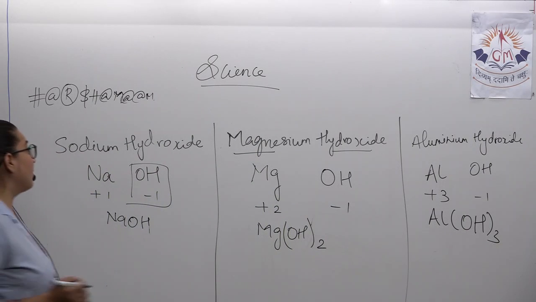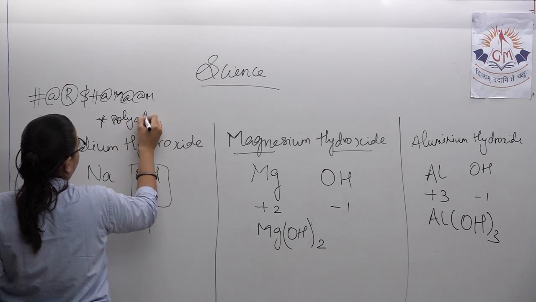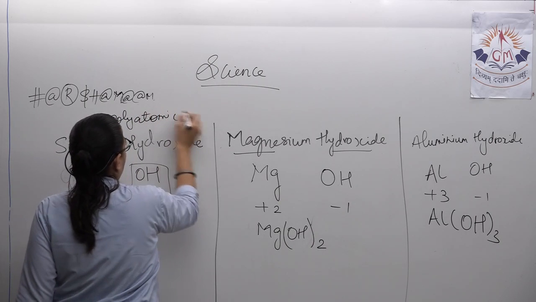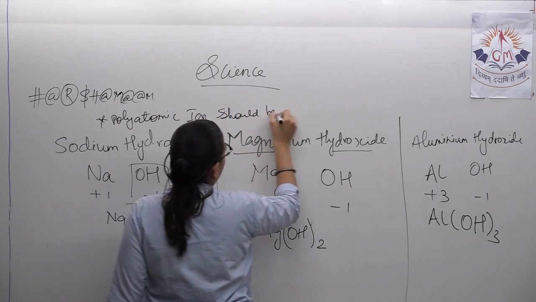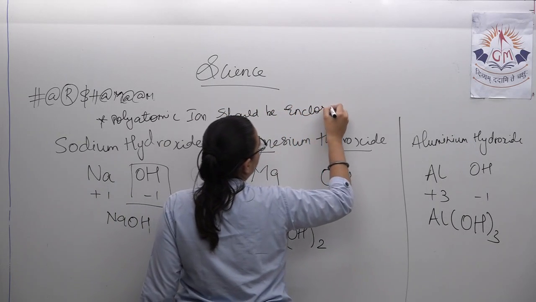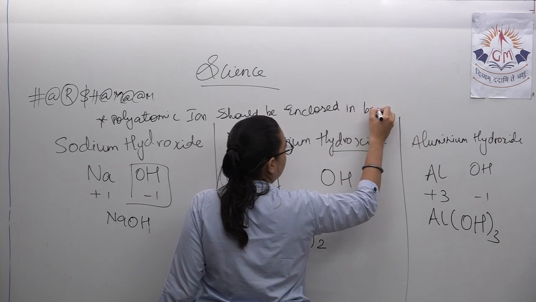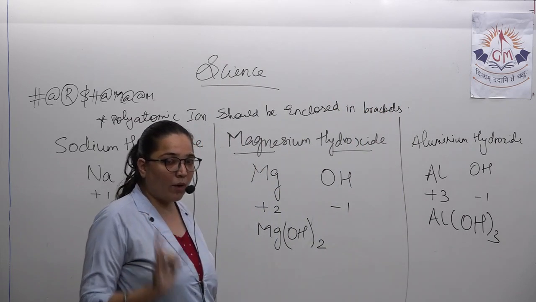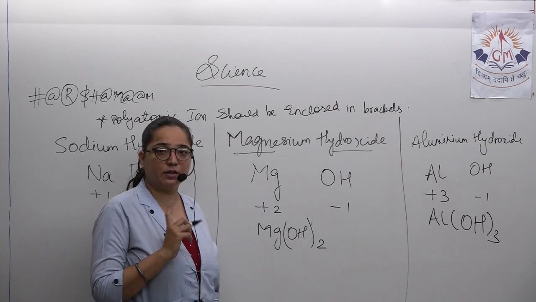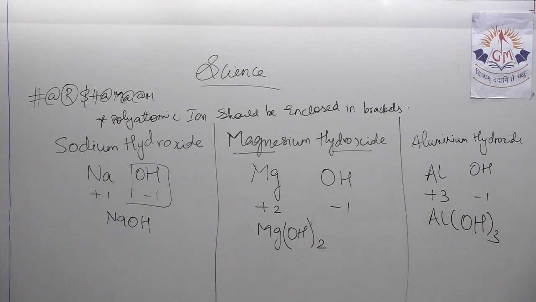And always remember, this is the rule: polyatomic ion should be enclosed in brackets. Always remember this. Be quick and we'll move further.